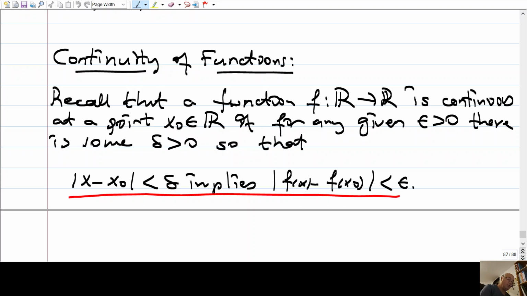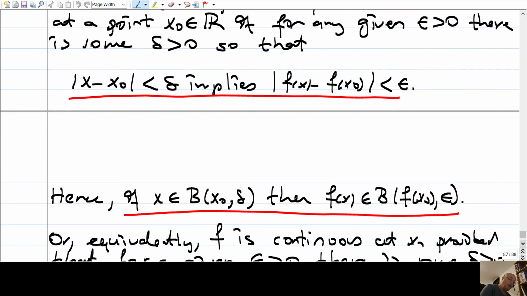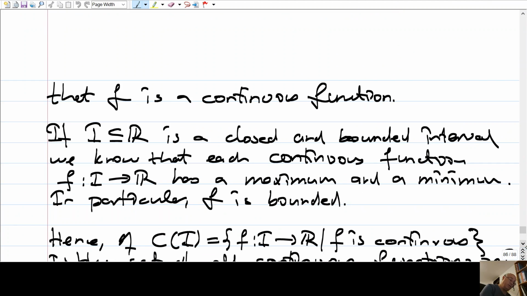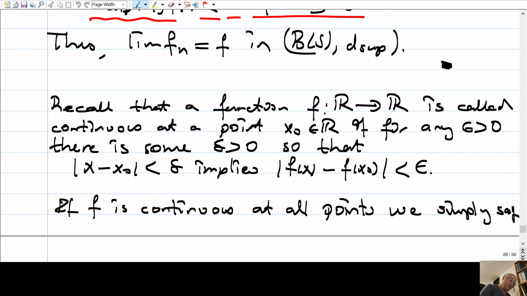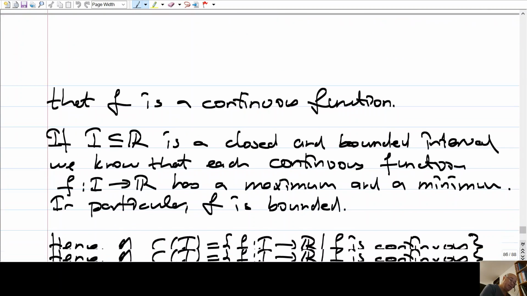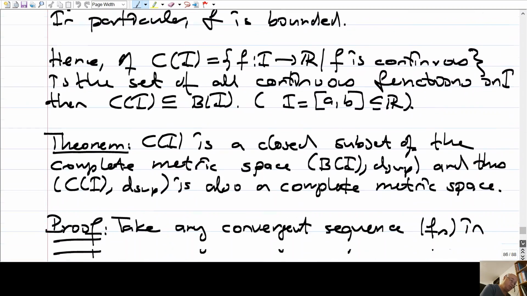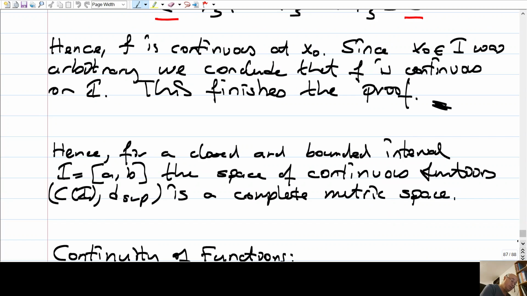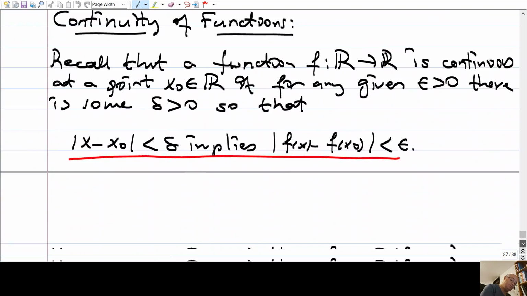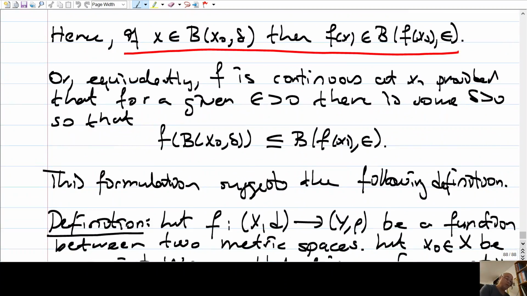This is the definition for a function to be continuous on the real line. And we may formalize continuity as follows, in terms of balls. A function is continuous if for any epsilon positive there is some delta, so that the delta ball is mapped to the epsilon ball. The delta ball around x0 is mapped to the epsilon ball around f of x0.